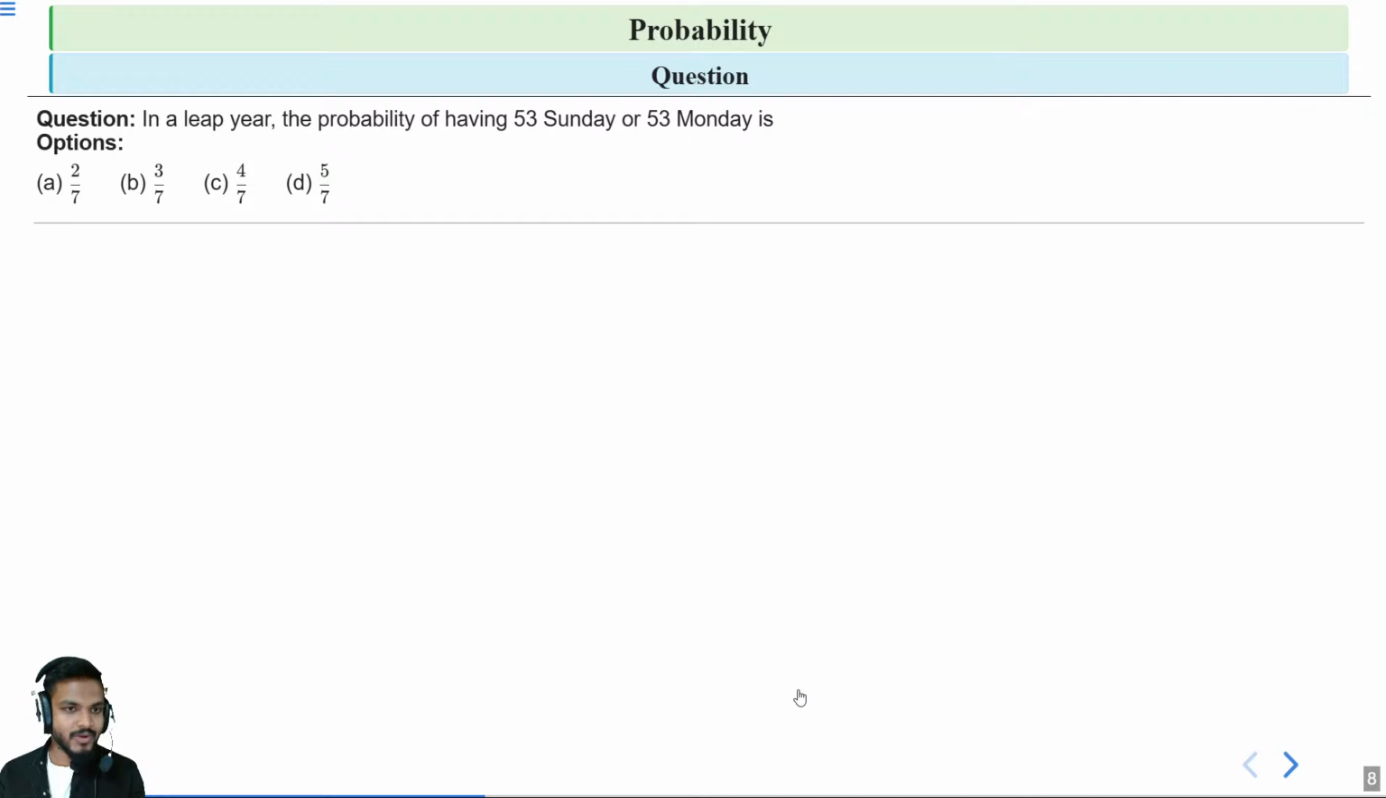If there is an 'and', then we have to find the probability of A intersection B. So it is also important to read the question and understand what is asked for. Then which option is correct? A, 2 by 7; B, 3 by 7; C, 4 by 7; D, 5 by 7. So try this question.